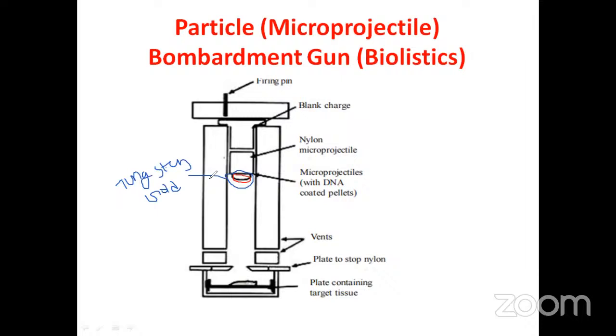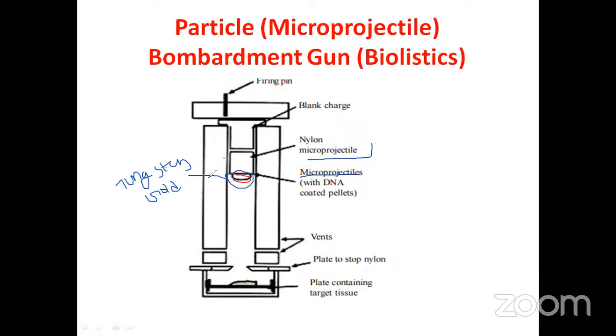These are called microprojectiles and are carried by macro carriers. So this is the instrument. This macro carrier is inserted into the apparatus and bombarded at very high velocity onto the plant cell tissue. With this, the DNA segments are released, which enter the plant cells and integrate into the genome.